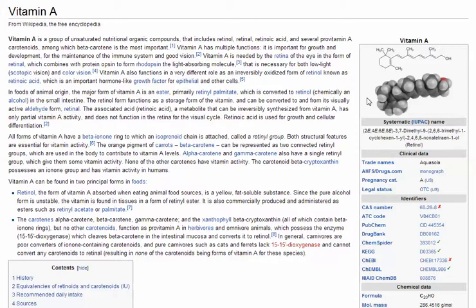So when rhodopsin absorbs visible light, the cis double bond isomerizes to the trans isomer, and this change in geometry causes a signal to be sent to the brain where you see it as a visual image. And this is how we see with our eyeballs.